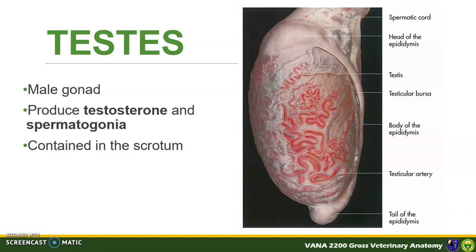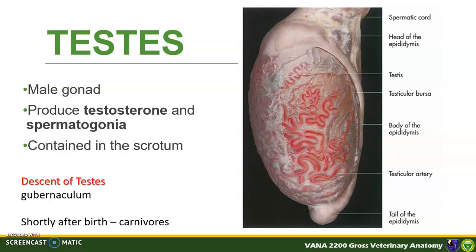But during the course of the development, the testis is pulled towards the adult position inside the scrotum. The developing organs in the abdominal area push the testis out of the cavity. This is called the descent of the testis. This exit is being guided by a structure called the gubernaculum. This descent of the testis happened in carnivores like dogs shortly after birth. Here is the gross appearance of the testis after the removal of the scrotum. The white covering of the testis is called tunica albuginea, which we will discuss in the next slides.